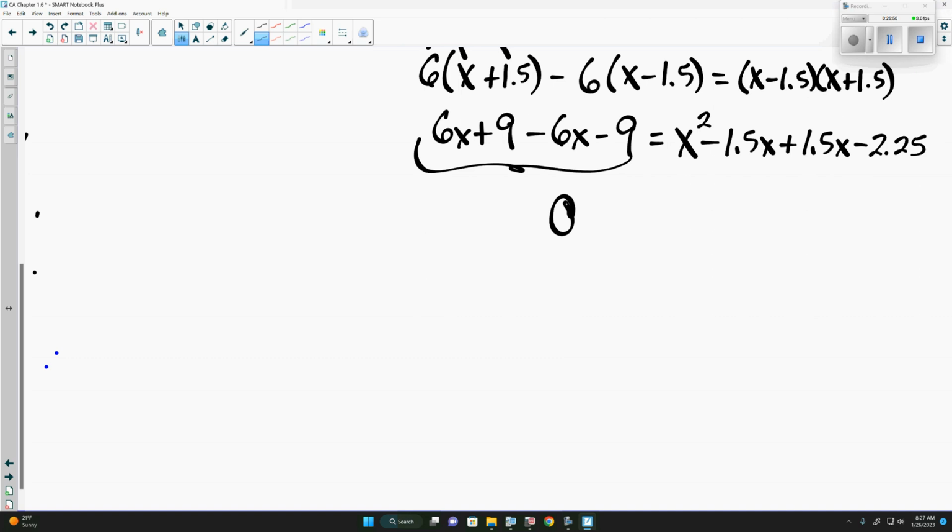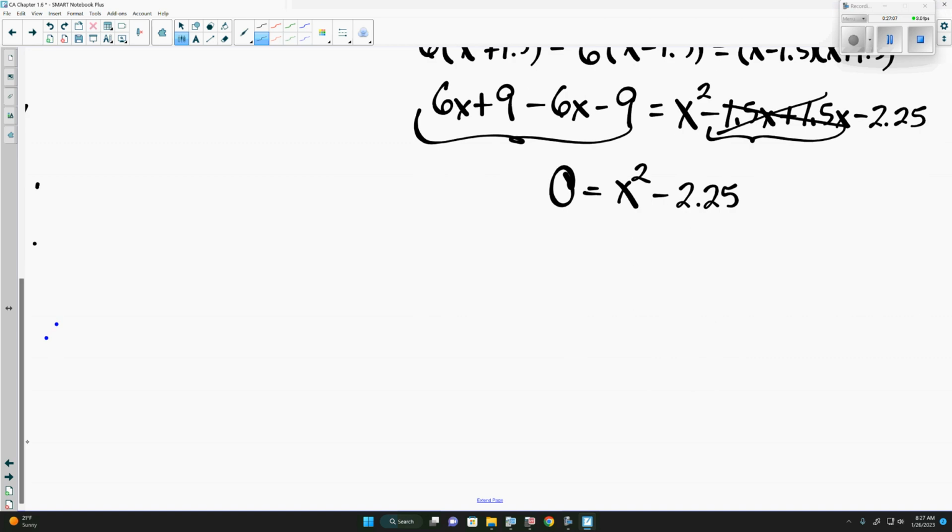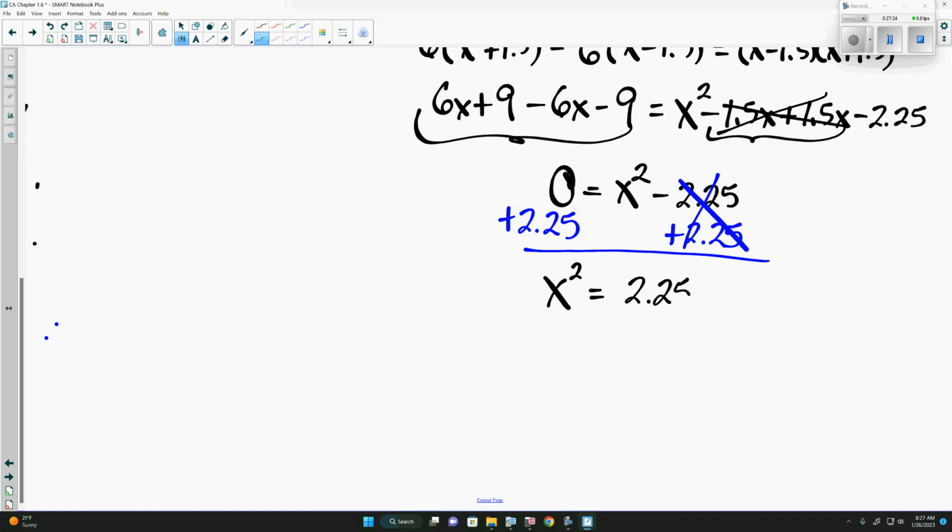That whole side becomes 0. 6x minus 6x is 0. 9 minus 9 is 0. Is equal to x squared. These two cancel out, minus 2.25. Now at this point here, we can add 2.25 to both sides. We will get x squared by itself. And we get this here, x squared is equal to 2.25.